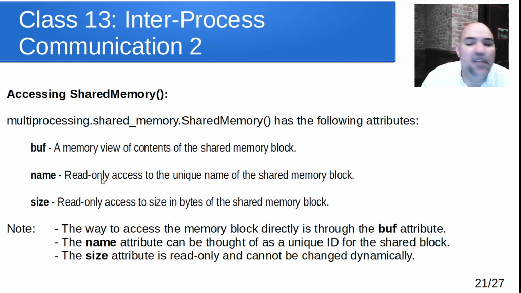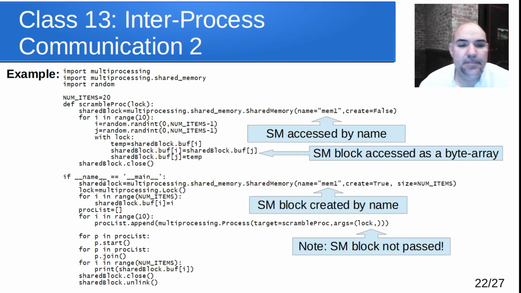And again, the size can't be changed dynamically once it's been created. You can attach, you can read how big it is, but you can't make it any bigger. Okay, so here's an example that does that. In this case, I've created this process where I created a shared block, and I'm saying create equals false here in the sub-processes. But up here in the main, I'm creating a shared memory thing. I'm naming it mem1, saying create equals true, giving it a size, num items, which in this case is just 20. So I created a block of 20 bytes.